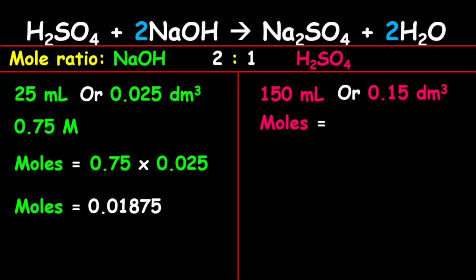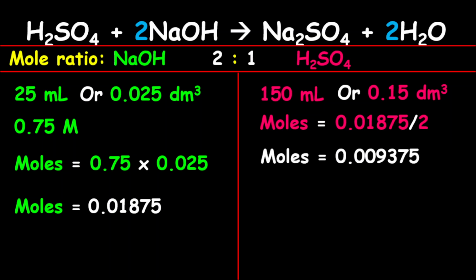Now, we can use this and the molar ratio to determine the moles of the sulfuric acid. The moles of the sulfuric acid now is given as 0.01875 divided by 2. Why divided by 2? If you look at the molar ratio, sodium hydroxide is twice as much as the sulfuric acid. Or you can simply say that the sulfuric acid is half as much compared to sodium hydroxide in terms of moles.